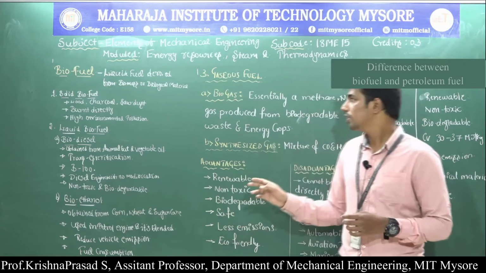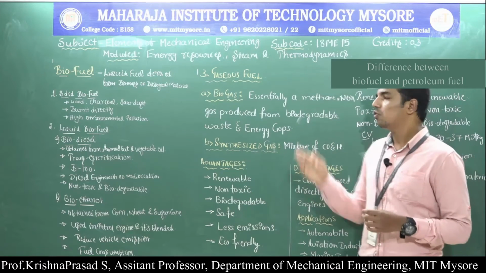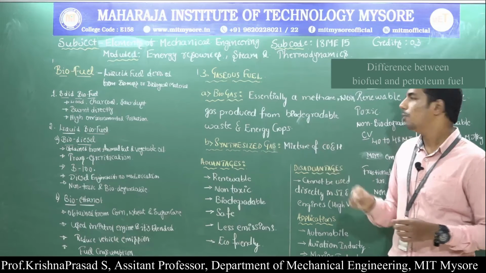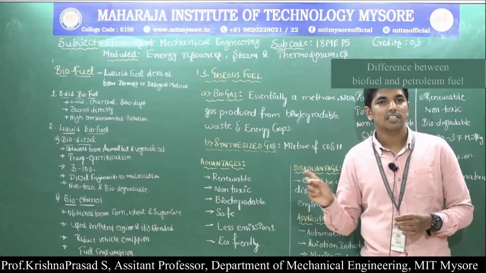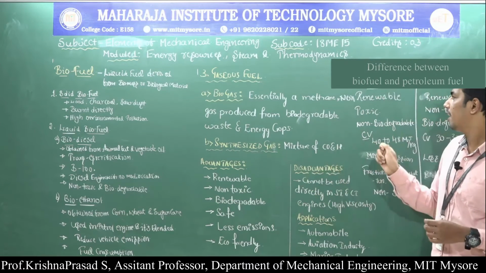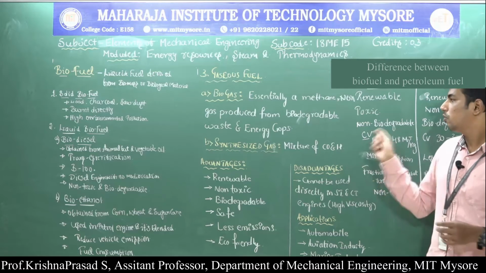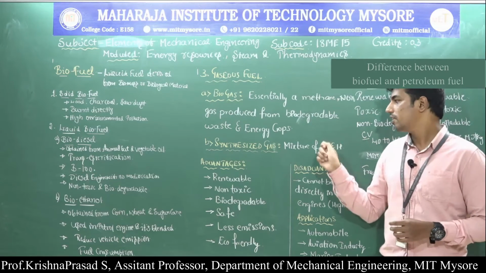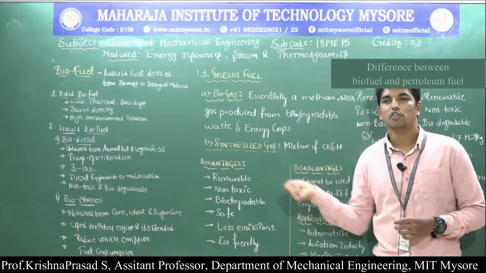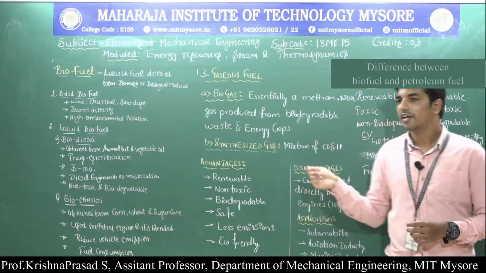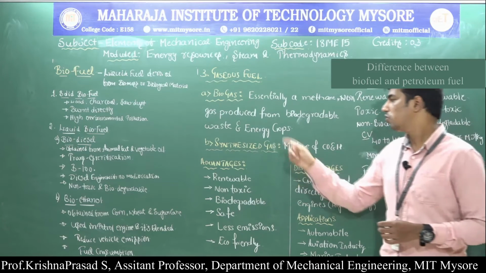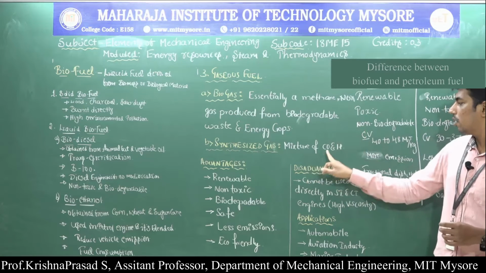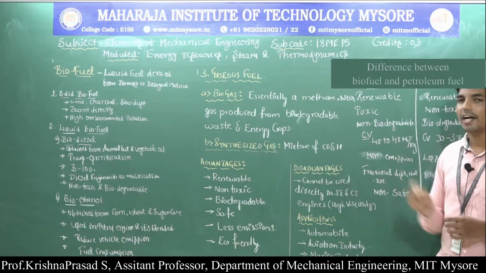So next, the third one is called gaseous fuel. The gaseous biofuels are classified into two types. The first is called biogas, and this biogas essentially consists of methane gas, and it is also non-toxic. These gases are produced from biodegradable waste as well as energy crops. The energy crops are like wheat, corn, sugarcane, etc. And the second one is called synthesized gas. The synthesized gas mainly consists of carbon monoxide as well as hydrogen.